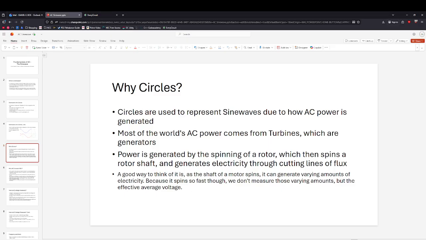But yeah, that all is just a little bit above our pay grade. So the good way to think about it is we use circles because a generator and a motor, for example, both spin in circles, and those are our two different ways of interfacing power between electrical and mechanical energy. A generator turns mechanical energy into electrical energy, and a motor turns electrical energy into mechanical energy. That's basically the simplest way that I can put it.